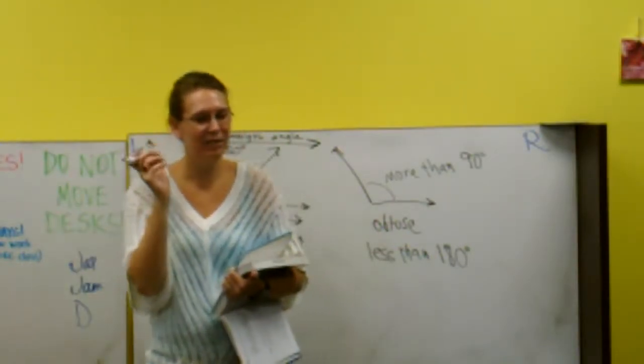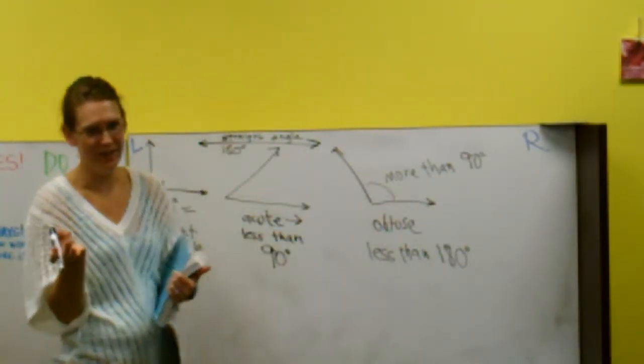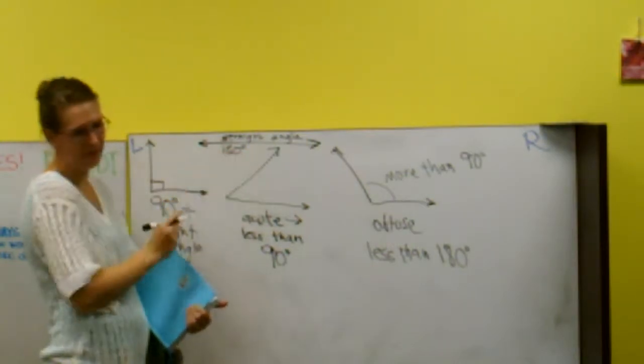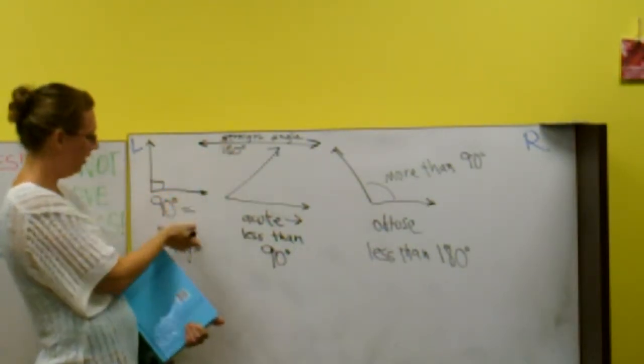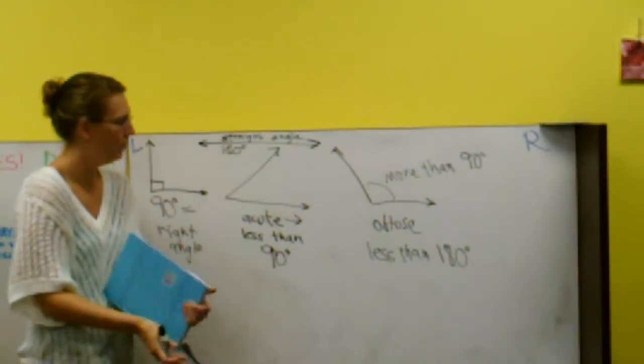Okay? 180 degrees, right? 180 degrees. Don't forget your little degree sign. So we've got our straight angle, our right angle, our acute angle, and our obtuse angle.